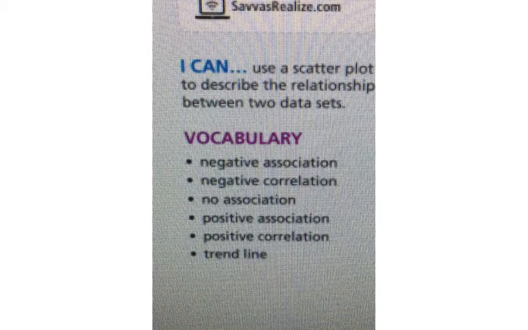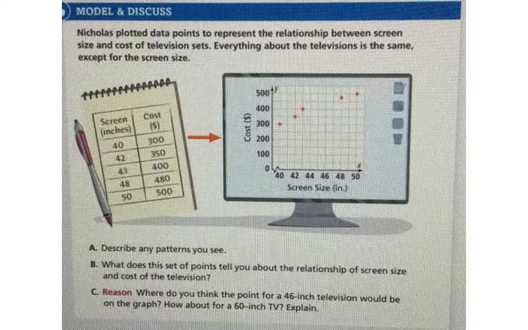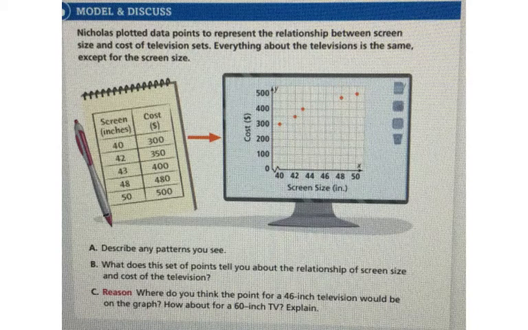And then you see there we have 6 vocabulary words, but really the first 5 are all tied together. And we'll see them as we get into our first few examples. It says Nicholas plotted data points to represent the relationship between screen size and cost of a television set. Everything about the televisions is the same except for the screen size. So you can see here he had a 40-inch screen, cost $300. 42-inch screen cost $350. 43-inch was $400. 48-inch was $480, and 50-inch was $500. So describe any patterns that you see.